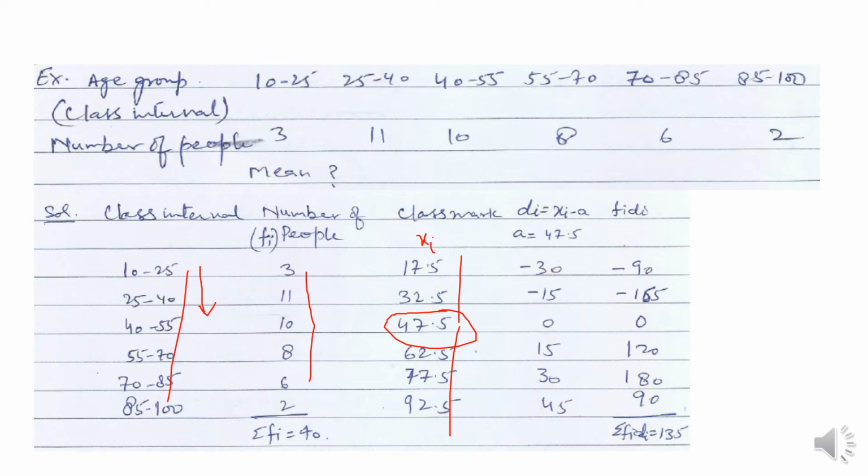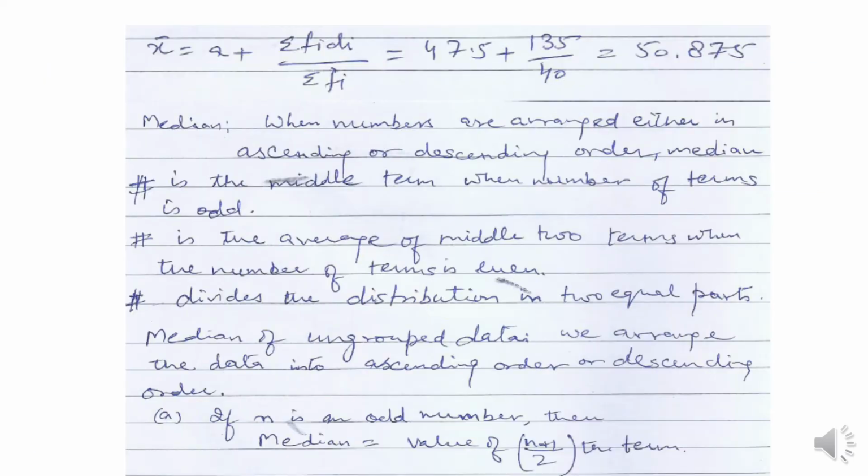So now that we have di, we have to find fi di. Just multiply these two and find the summations. So sigma fi is 40 and sigma fi di is 135. When you learn the procedure, it's easy to do. Now we find the mean: a, the assumed mean, plus sigma fi di upon sigma fi. So we get the answer 50.875.